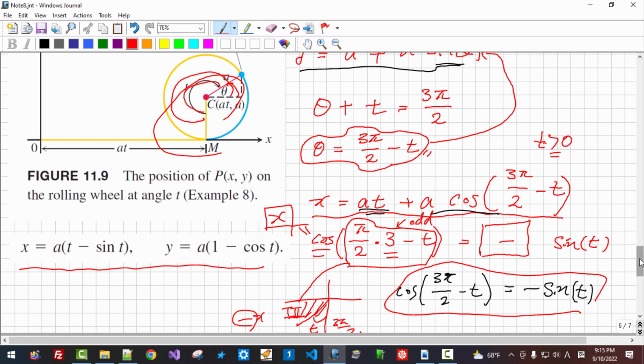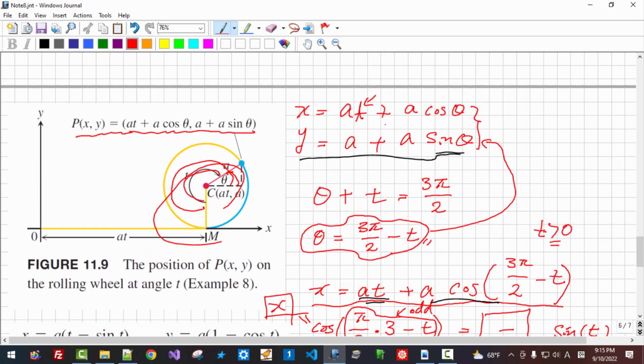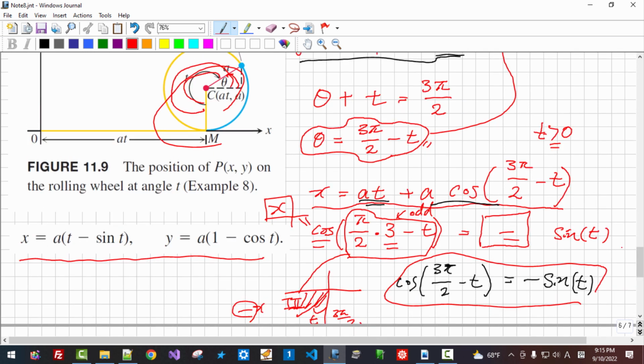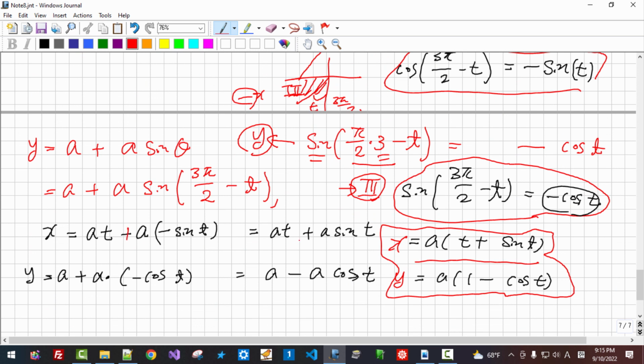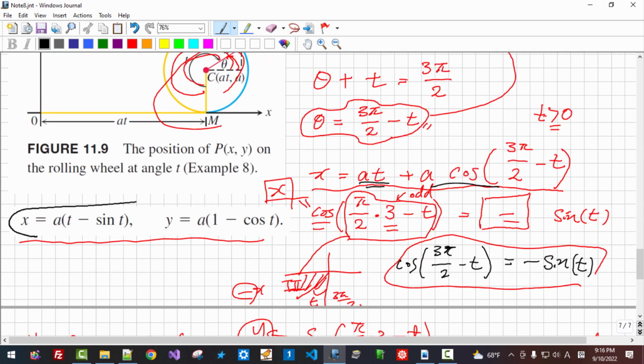Sorry, I made a mistake. This is plus, this is minus. So this is plus, this is minus. I made a mistake here. It is minus. It is minus. We got this result.